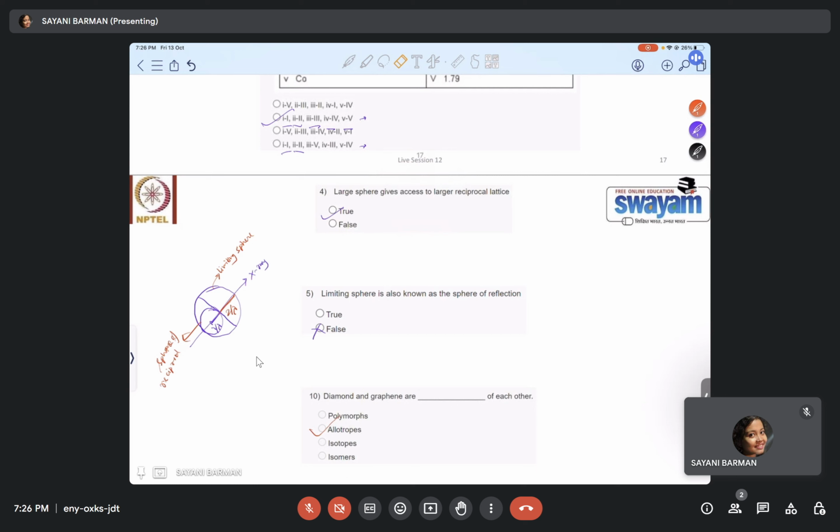Now the next one is allotropes. Allotropes are different structural forms of the same element occurring in the same physical state, with the same number of protons but a different arrangement of atoms. So the first one is different crystalline forms of the same substance, and allotropes are different structural forms of the same substance.